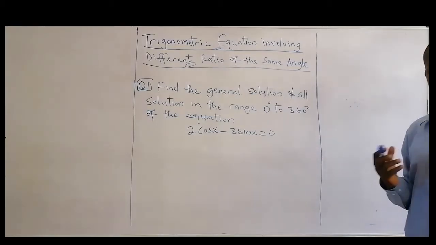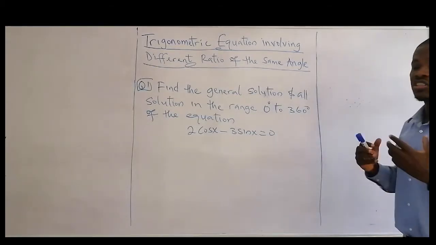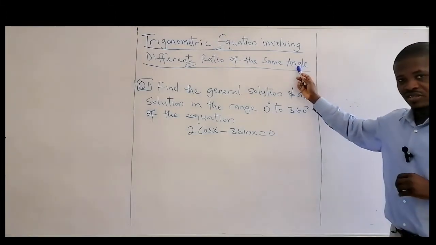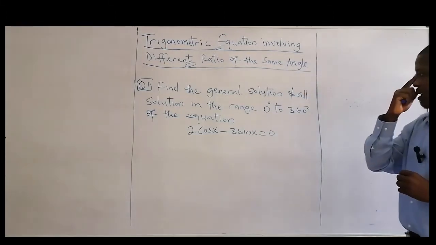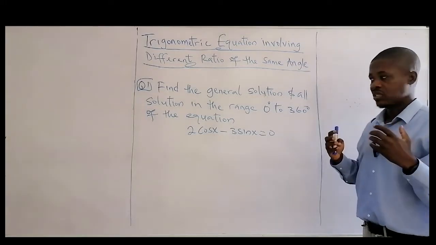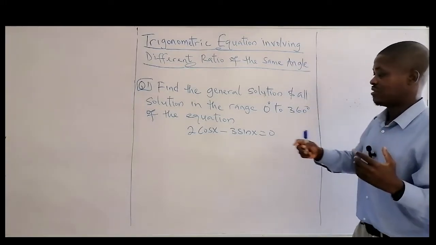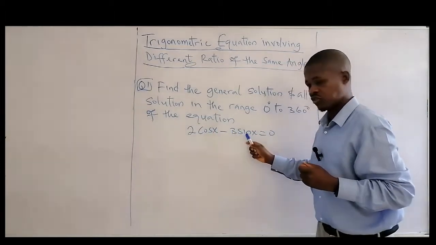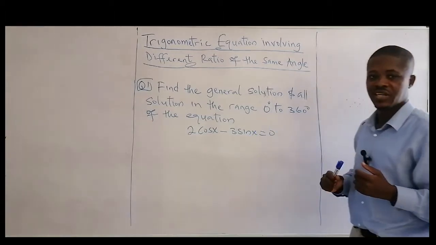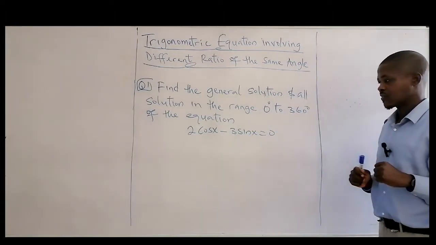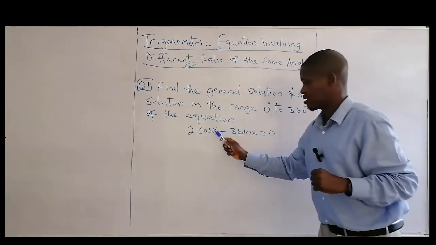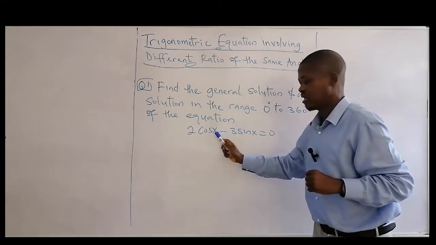Looking at the trigonometric equations involving different ratios of the same angle. In this aspect, we'll be having different trig ratios. You can see in this example, we have cos here and sine here. These are different trig ratios, and the angles are the same, x.